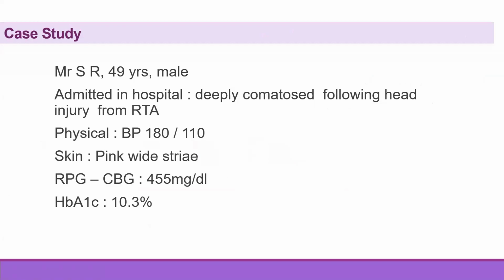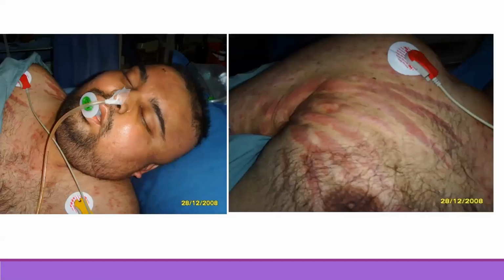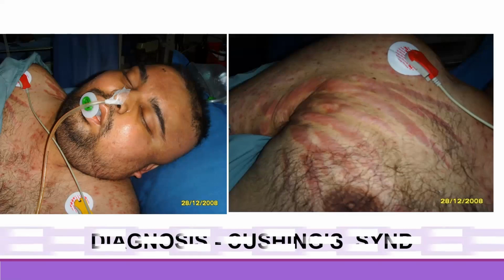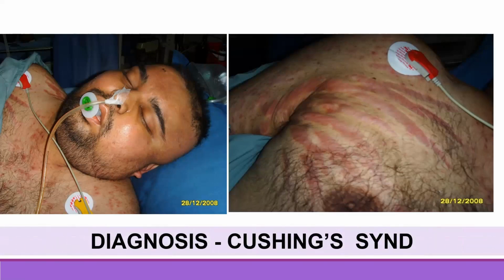So this is a 49-year-old male admitted in the hospital, deeply comatose following a head injury from a road traffic accident. BP 180 by 110, and he had pink white stripes, random plasma glucose 455, HbA1c 10.3. You can see this patient is very easy to diagnose. You can see the pink stripes all over the body, and it gives the diagnosis of Cushing syndrome. So this patient has Cushing syndrome, also had a road traffic accident, and was admitted in the hospital, and therefore in this particular situation we have to give a basal bolus regime.